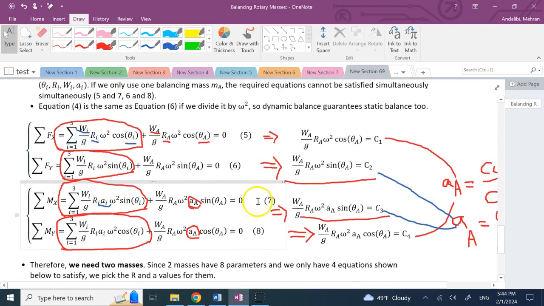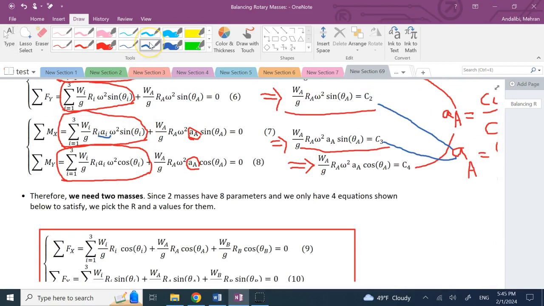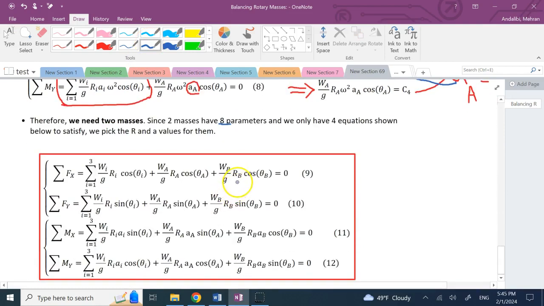If that's the case, your equation becomes these guys that you can see, 9, 10, 11, and 12, which is just like 5, 6, 7, and 8, but a term for B is also added. Now you're going to have a bunch more parameters. And how many parameters do you have here? You have 8 parameters. Why? Because each mass comes with its own radius and comes with its own angle and distance. Right? So here, as you can see, you have 8 parameters in blue to choose, but 4 equations. And in order to satisfy it, we have to pick 4 of these parameters.